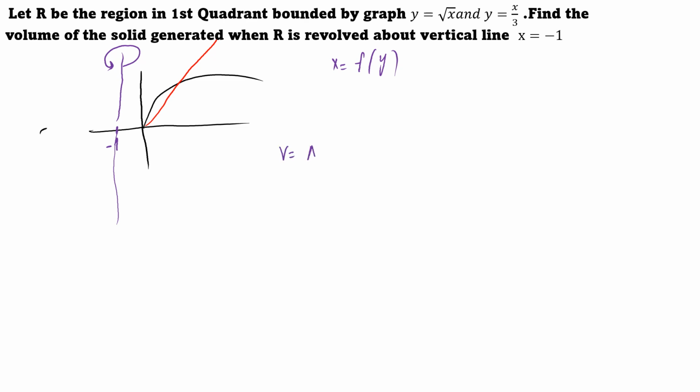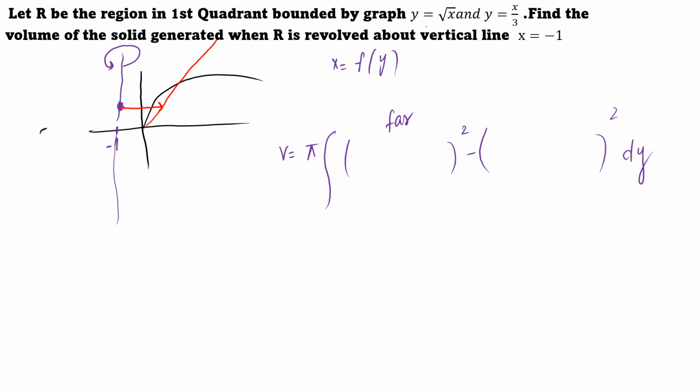Now, how can we write the formula? V equals pi integral of farther squared minus nearest squared dy. And here we will write the y values. Okay, so how can we do? Farther, okay, so the far from the negative 1. Now look at this. This is the axis of revolution. So from here till here, this line is the farthest one. What is the equation of the line? Since it has to be written in the form of x equals f of y.